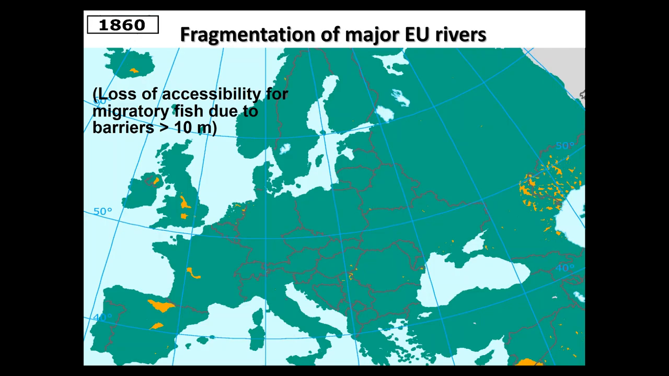But river fragmentation in Europe is a relatively new problem to some extent, because it was really, really low until the end of the 19th century. This is a 2012 report of the European Environmental Agency showing the loss of accessibility for migratory fish due to barriers higher than 10 meters. As you can see, in the 19th century, our rivers were still connected in Europe.